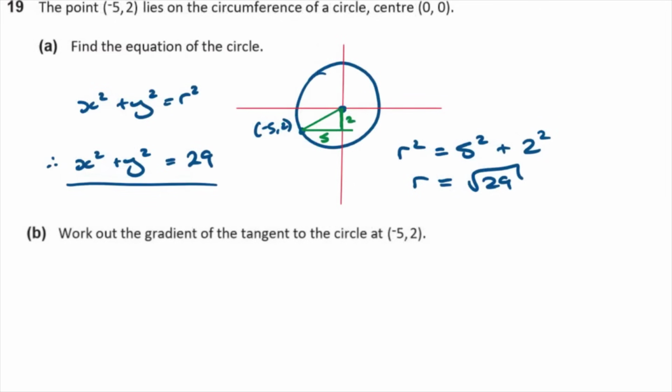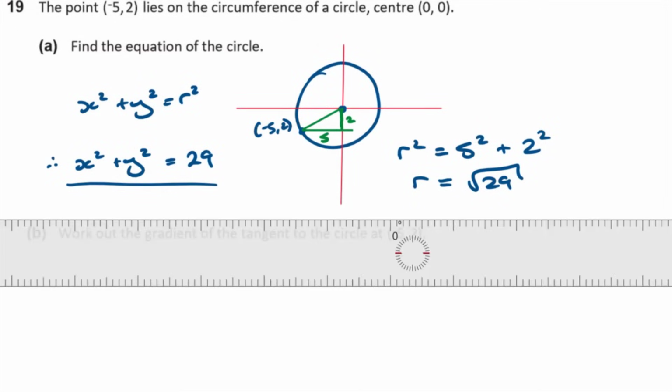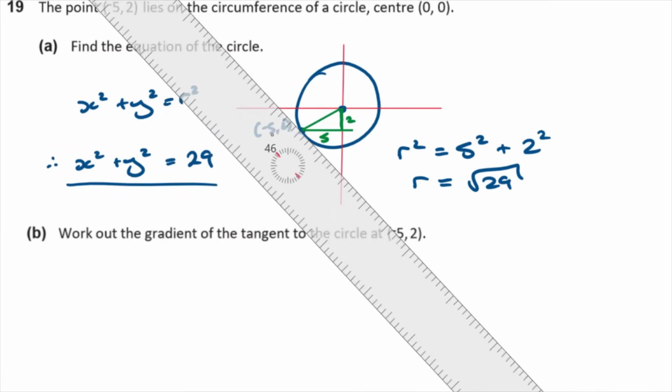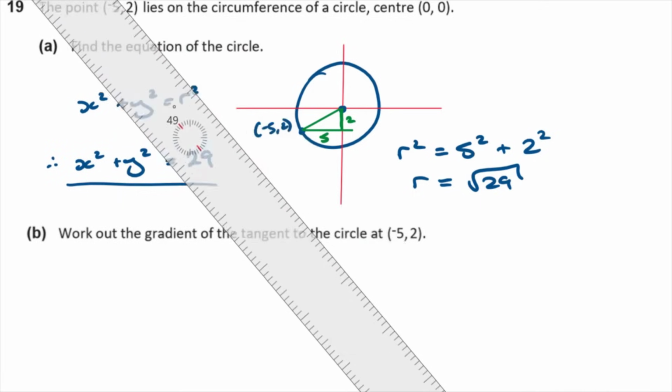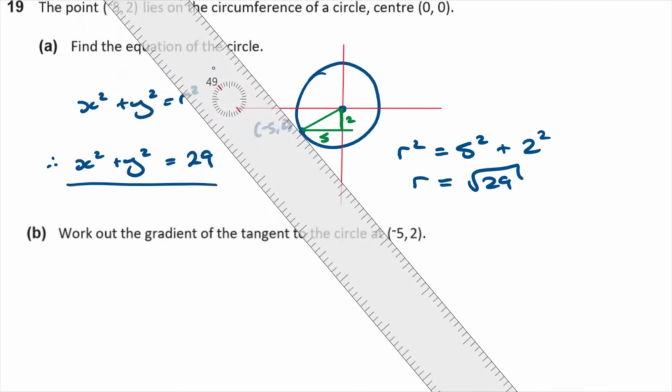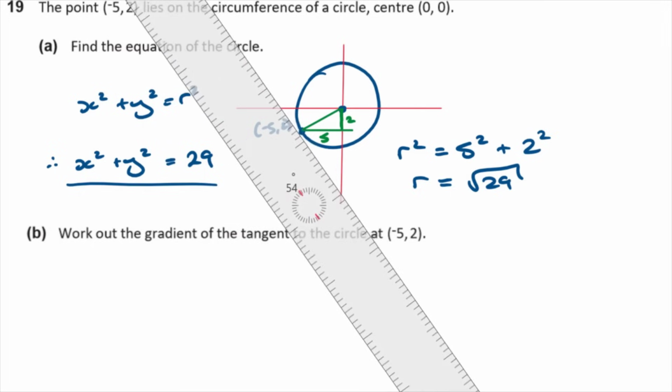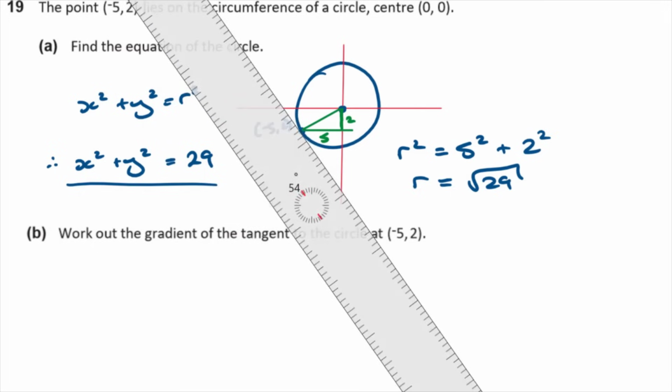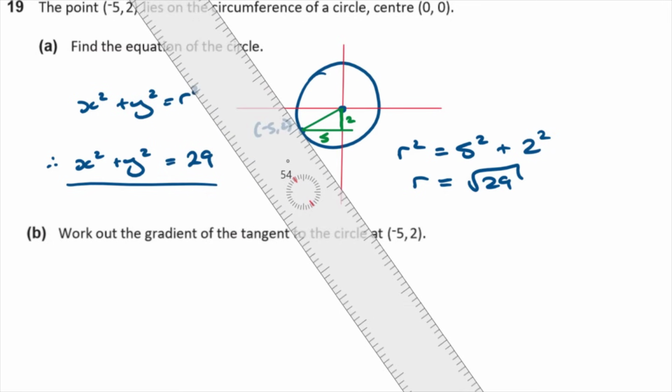Part B says work out the gradient of the tangent to the circle at -5, 2. Okay, so a tangent to the circle is a line just touching the circle at that point. So the gradient at -5, 2 would be this line here, wouldn't it? Okay, let's pick another color. I choose purple. Okay, oh no, didn't draw. Let's try that again.